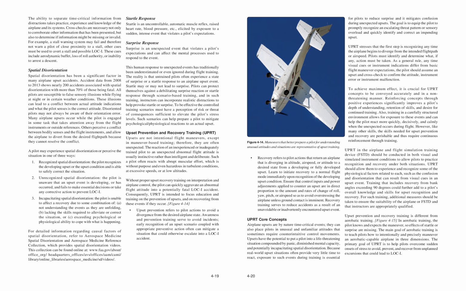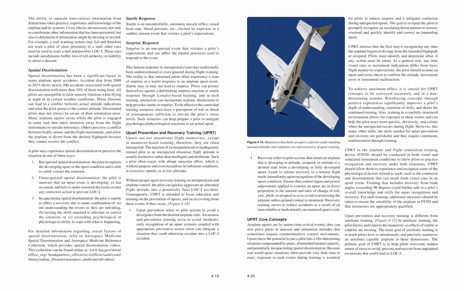Many airplane upsets occur while the pilot is engaged in some task that takes attention away from the flight instruments or outside references. Others perceive a conflict between bodily senses and the flight instruments, and allow the airplane to divert from the desired flight path because they cannot resolve the conflict. A pilot may experience spatial disorientation or perceive the situation in one of three ways. 1. Recognized spatial disorientation. The pilot recognizes the developing upset or the upset condition and is able to safely correct the situation. 2. Unrecognized spatial disorientation.